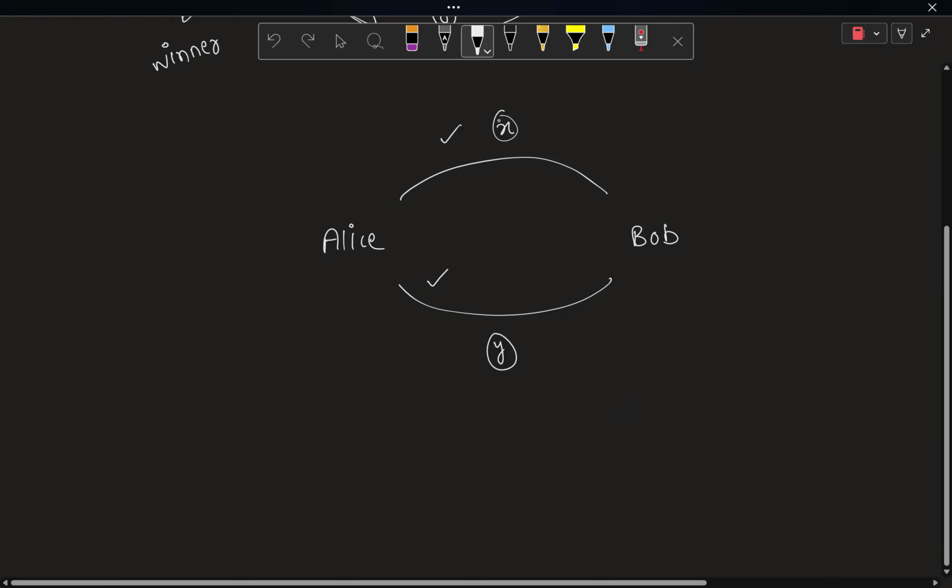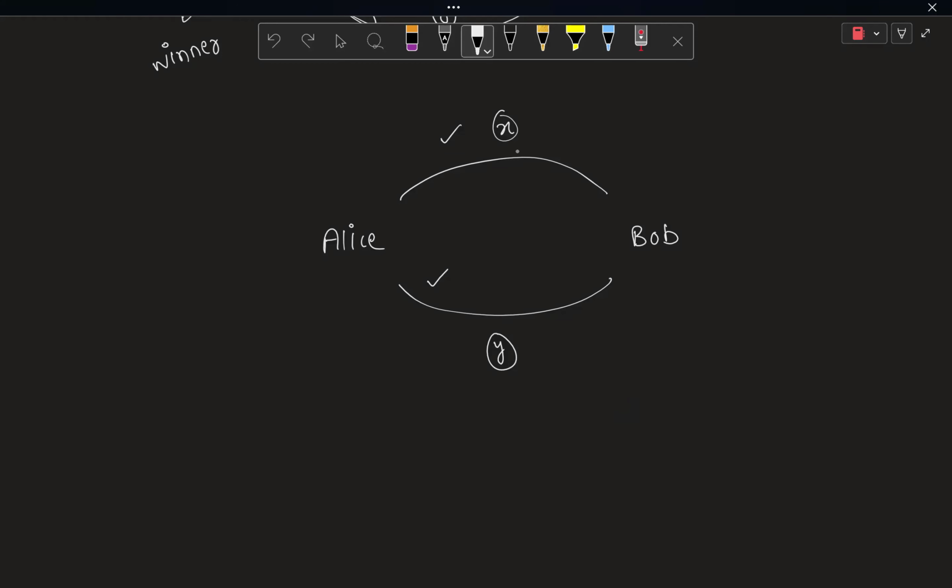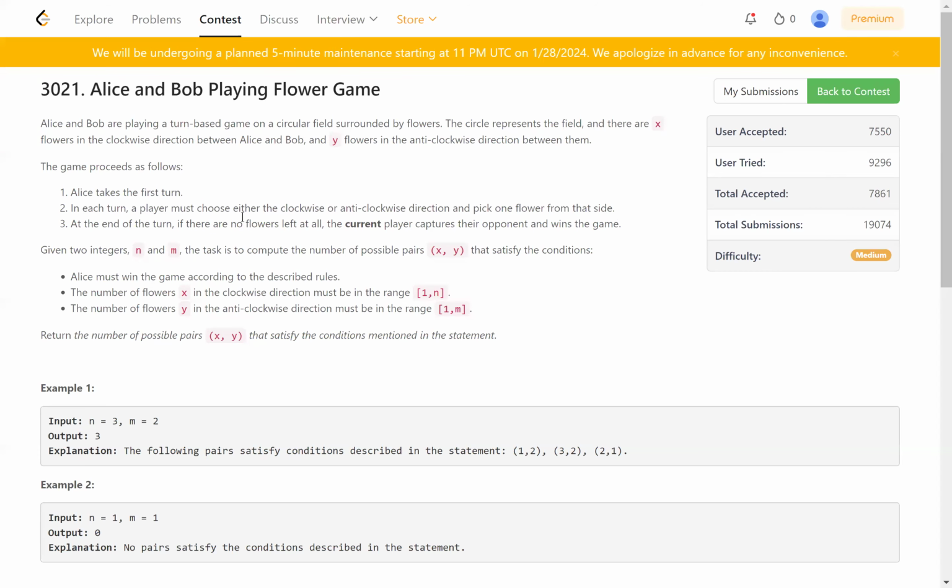For now, I am assuming that a player cannot make a move there. Let's say there were two flowers on one side and both of them are taken, and there are some flowers left on the other side, then Alice cannot go to this side. Alice cannot choose this direction. I'm assuming this because they have not mentioned this part.